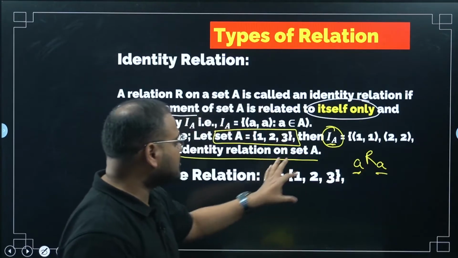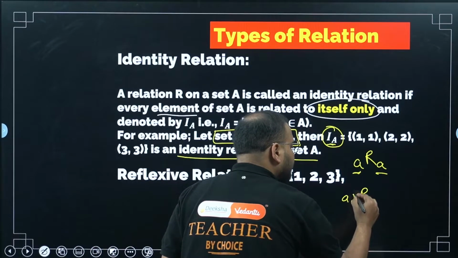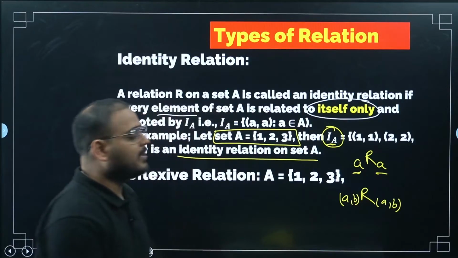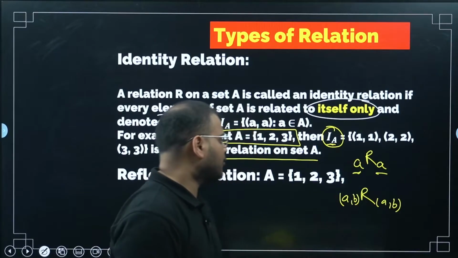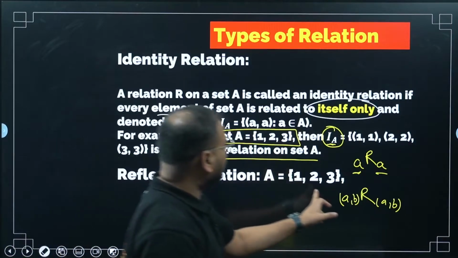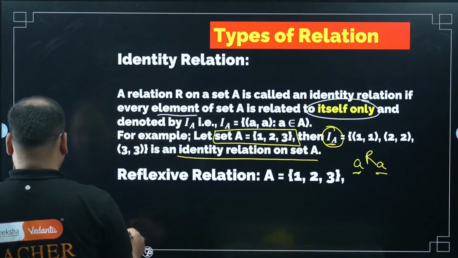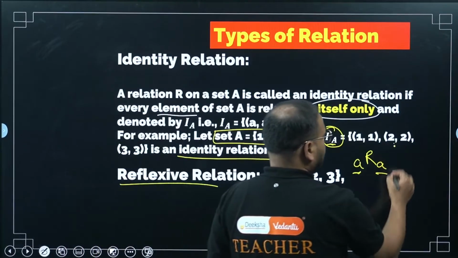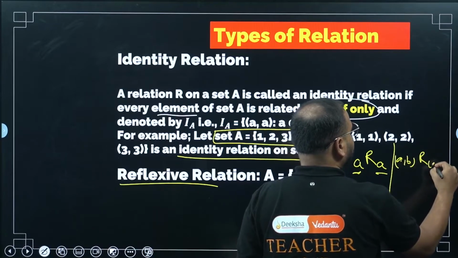If I have ordered pairs, then I'll write it as (a, b) R (a, b). (a, b) R (a, b) means only with itself. Okay, I hope you can see that. Let me write it up, because we have one more relation here, which is the reflexive relation. So I'll write this part here: a R a, or (a, b) R (a, b).